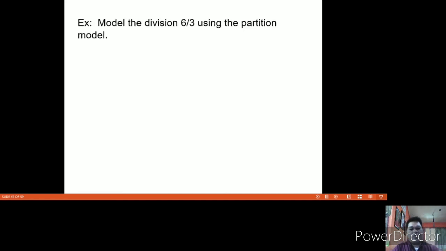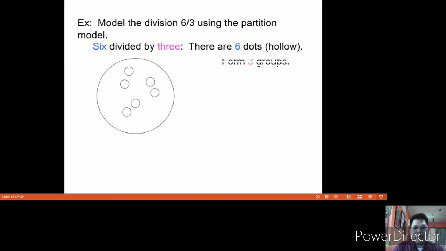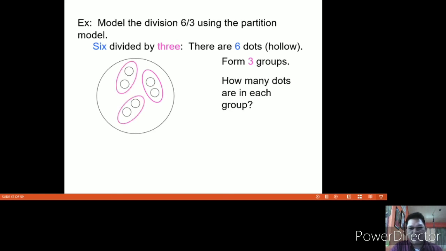Model the division 6 divided by 3 using the partition model. There are 6 hollow dots forming 3 groups. How many dots are in each group? We divide it into 3, and we have 2 in each group. What kind of dots? Hollow, meaning positive. So 6 divided by 3 is equal to positive 2.